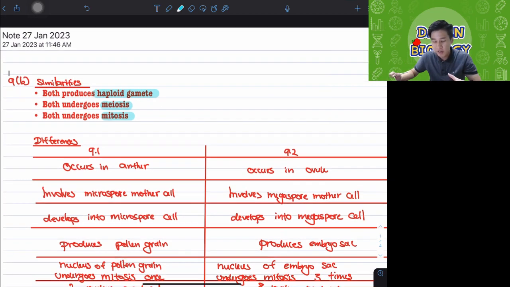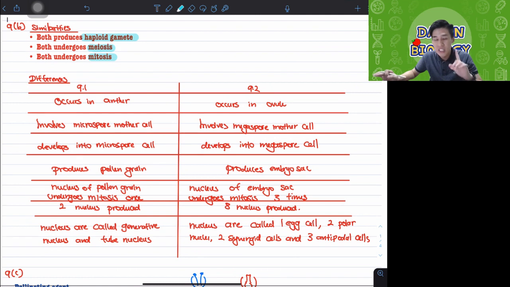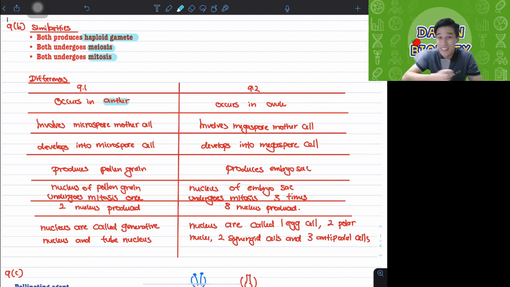Now, in an essay, differences always need to use a table. Remember, essay differences must use a table. So if you have 3 similarities, meaning you need at least 7 differences, because 1 difference is 1 mark, remember. Okay, so number 1, we mention where it occurs. One occurs in the anther, which I showed you already just now. One occurs in the ovule.